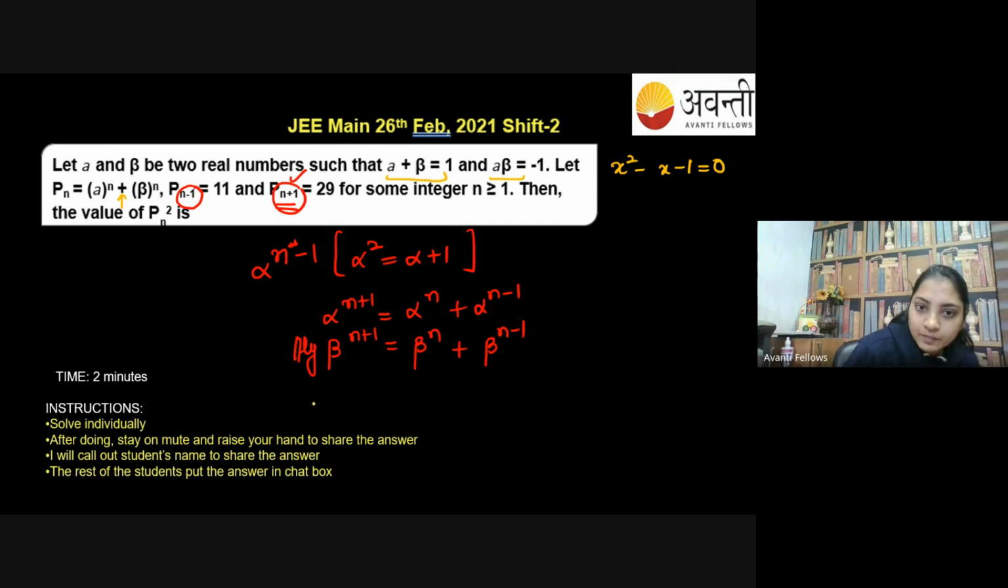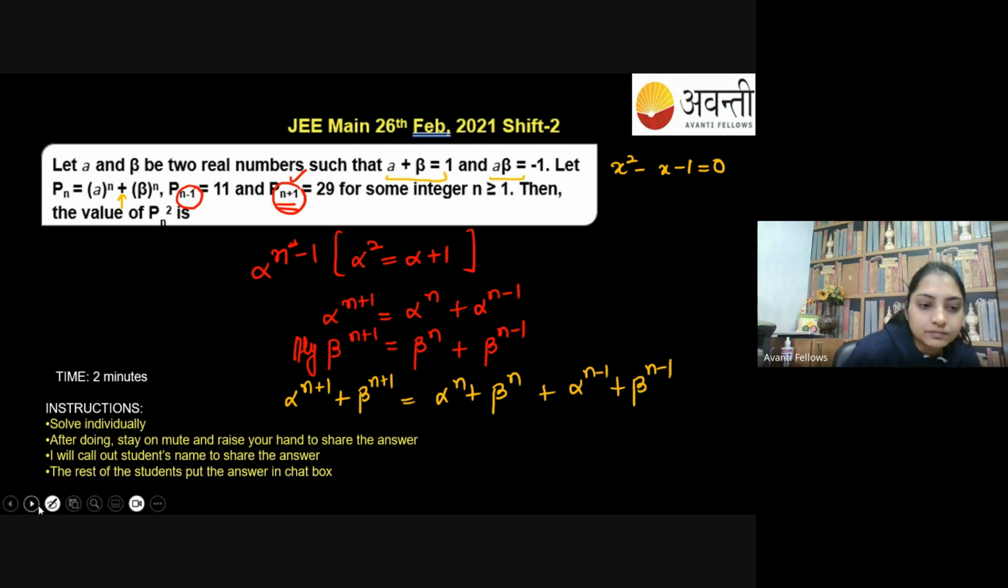Plus. Then we will add: alpha n plus 1 plus beta n plus 1 is equal to alpha n plus beta n plus alpha raised to power n minus 1 plus beta raised to power n minus 1. Clear or not? Yes, ma'am. Alpha raised to power n plus 1 plus beta n plus 1 is 29. That is equal to Pn plus alpha n minus 1 plus beta n minus 1, which is 11. It means Pn value will be 18.